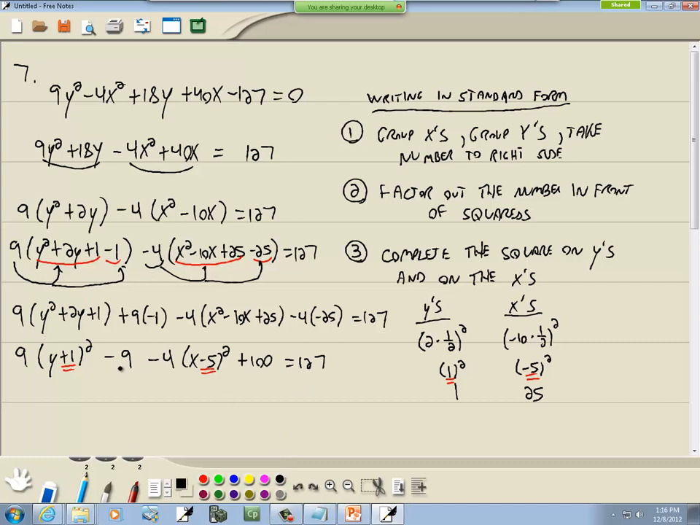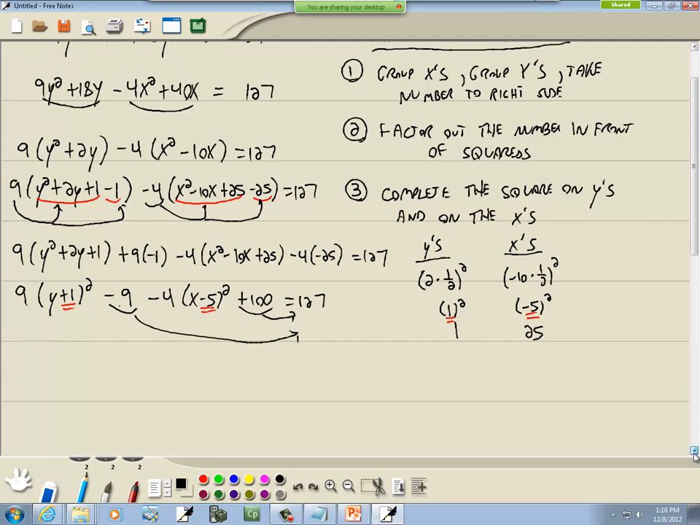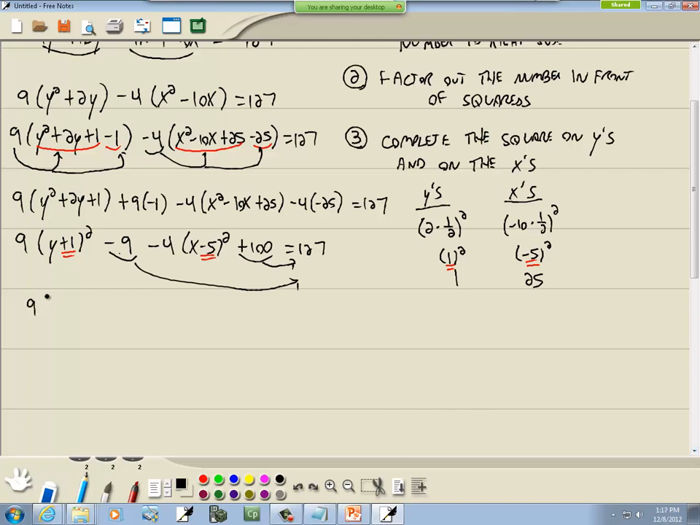Still doing the complete the square part. We're going to take the numbers and move them to the right side. Well, when I take the 100 over, it becomes a negative 100. Take the negative 9 over, it becomes a positive 9. So that gives us 9 times y plus 1 squared minus 4 times x minus 5 squared equals 127 minus 100 is 27 plus 9, 36. Okay.